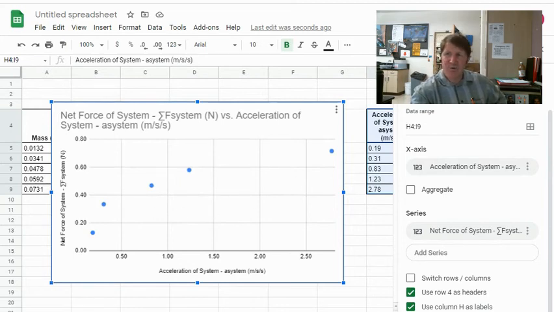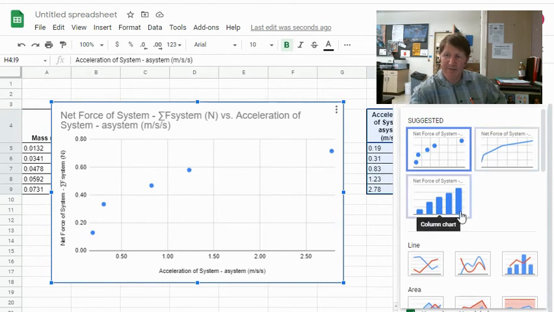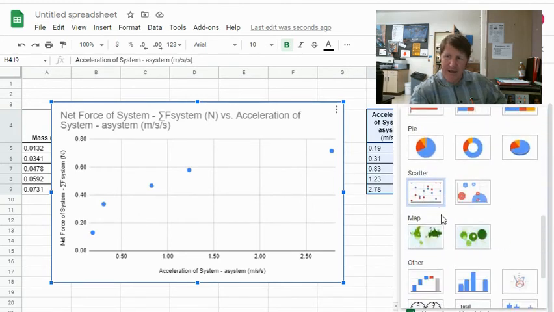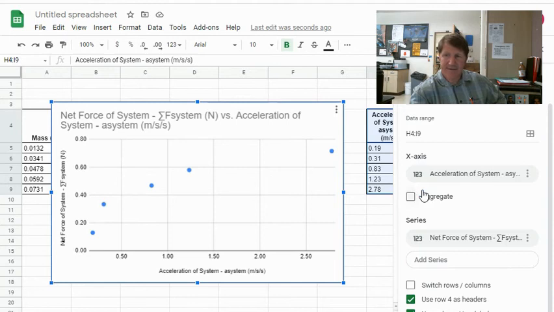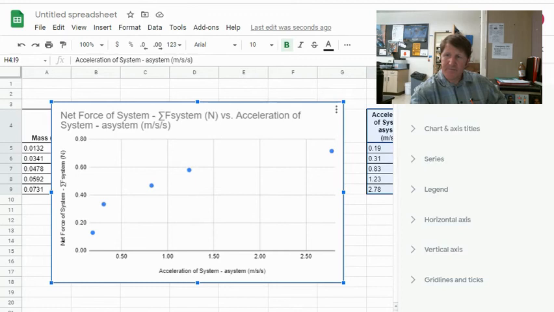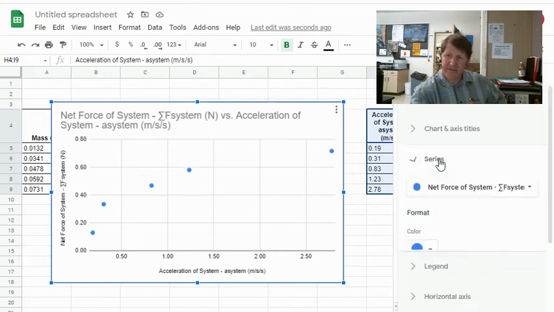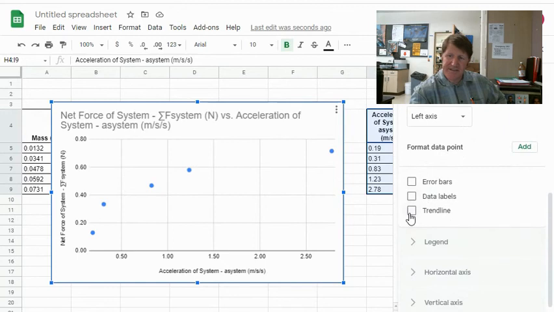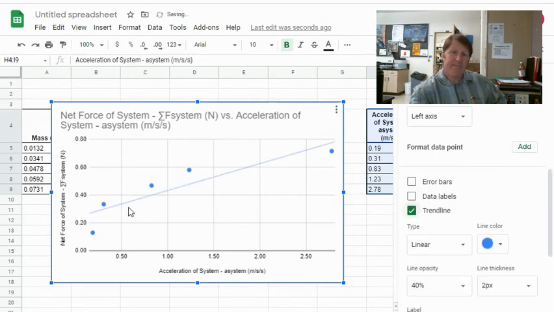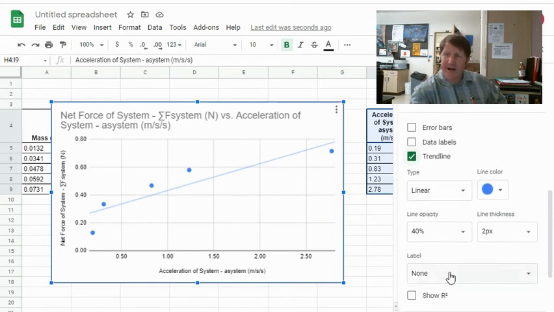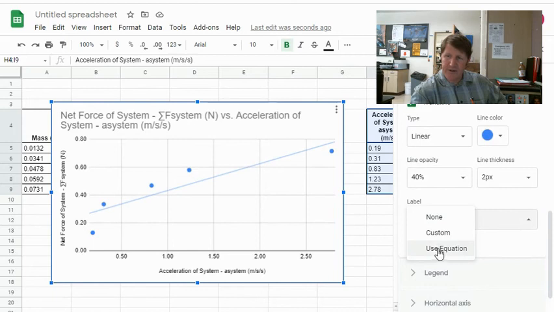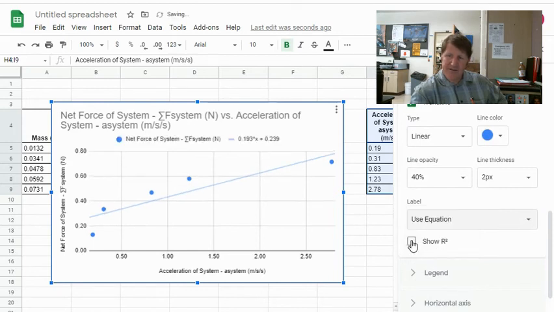Under setup, if yours defaulted to a bar graph, which it often will, just scroll down until you see scatter and click on that. And then once you've got that there, you're going to come to customize, come down over here to series, scroll down until you see your trend line. Even though mine does not match this data for linear, yours should be linear. And once you've clicked on the trend line, it defaults to linear. And then under label, you want to use equation. And click on that R squared value.